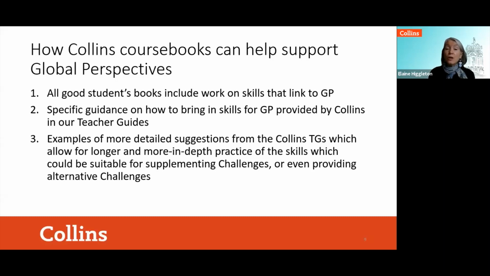And then Nick is also going to be looking at examples of some of the more detailed work that we have done, which shows you how you can use some of the materials, the ideas for project work, the ideas for research, the ideas for experiments, how you can use those ideas that occur naturally in our courses to supplement, to support, to scaffold, or even to provide alternatives to the challenges that you might be studying as part of your work for global perspectives.